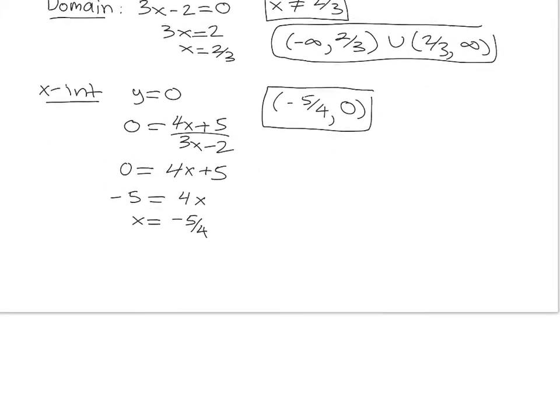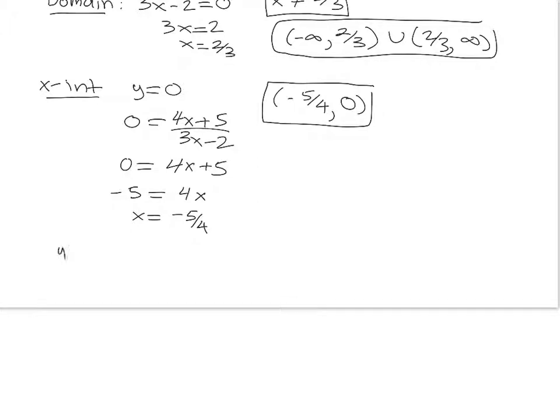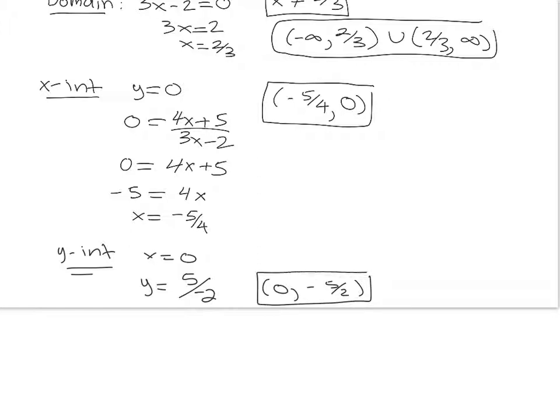Okay. And then how about the y-intercept? For that, you plug in x equals 0, right? And you get y equals, what number is your numerator going to be when you plug in 0 for x? 5. What will your denominator be? Negative 2. There we go. Okay, and what is that going to be as an ordered pair? 0, negative 5 halves, or negative 2.5, either way.